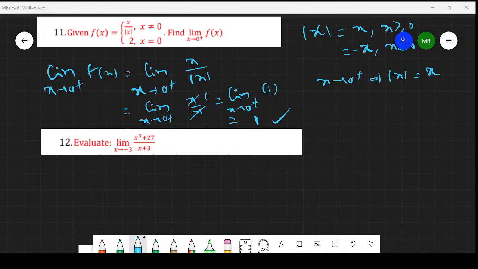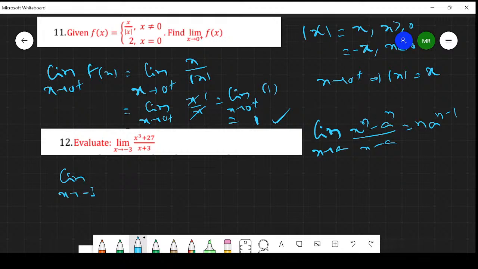Now I will do the next one. Limit x tends to minus 3, x cube plus 27 by x plus 3. Remember the formula again: limit x tends to a, x power n minus a power n by x minus a, equals n into a power n minus 1. This problem I can write as limit x tends to minus 3, x cube minus 27 by x minus of minus 3.